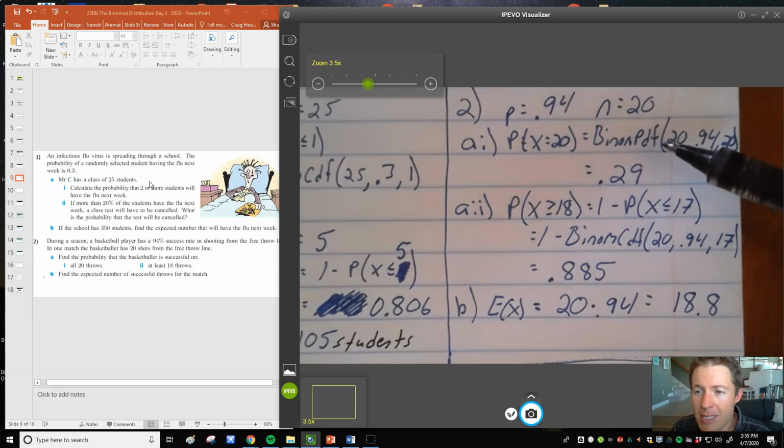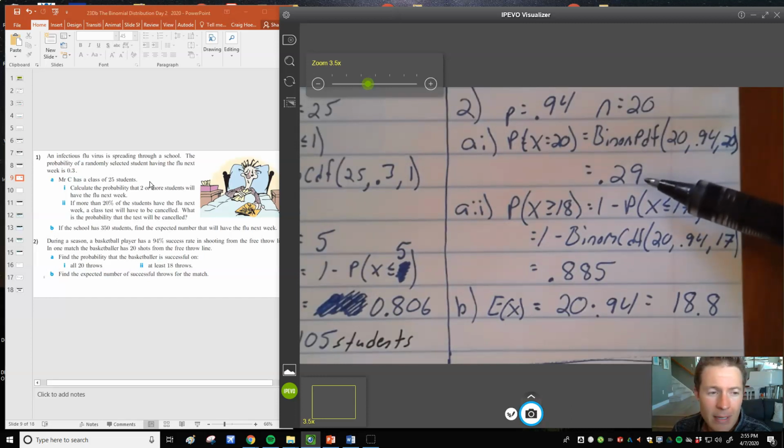For equaling things, remember that's binompdf. We put in binompdf 20, 0.94, and 20. The odds of that are pretty low, 0.29.